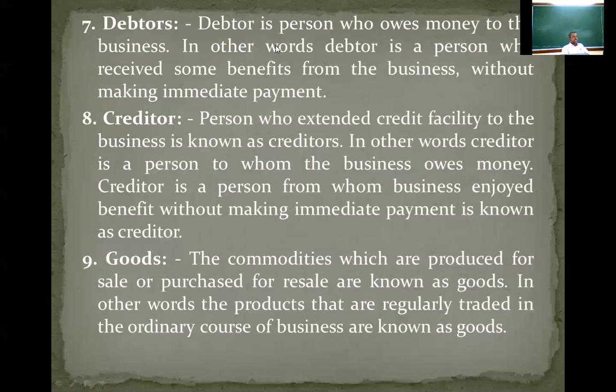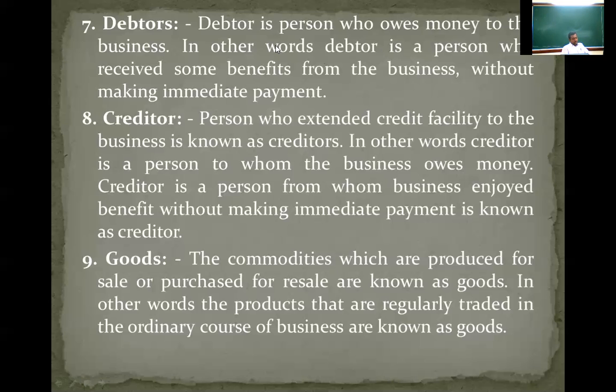We'll take some example. A sugar factory will produce sugar for selling purpose. So that sugar is called as what? It is called as goods, meaning the commodity which is produced, manufactured for sale, and the commodity which is purchased for resale. You can take the example of a grocery shop. Sugar is goods because it is purchased for resale.